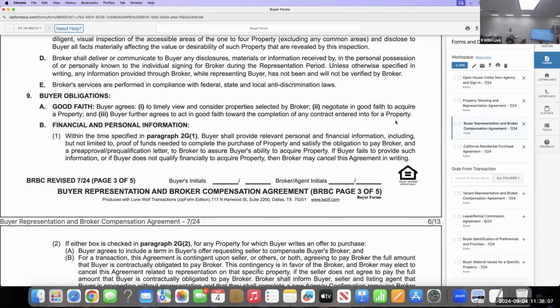What's your time frame for that? You have like 24 hours. No, I just want them to sign the buyer rep agreement. Once they sign the buyer rep agreement, I can show them, let's say when the house is organized and everything.